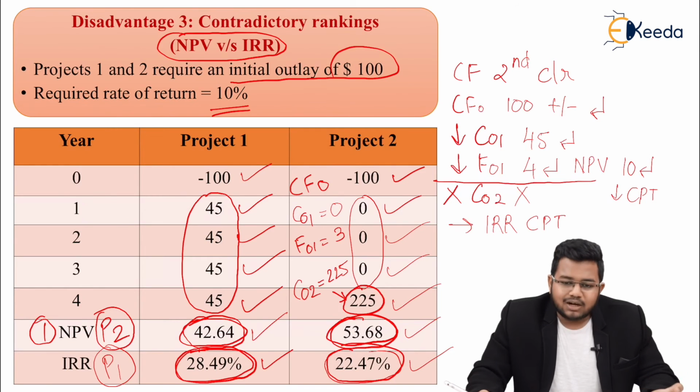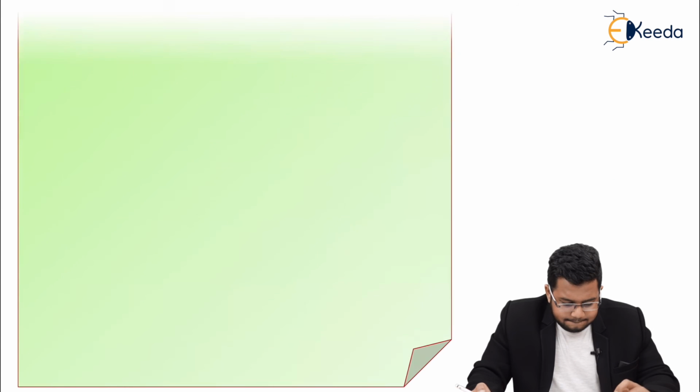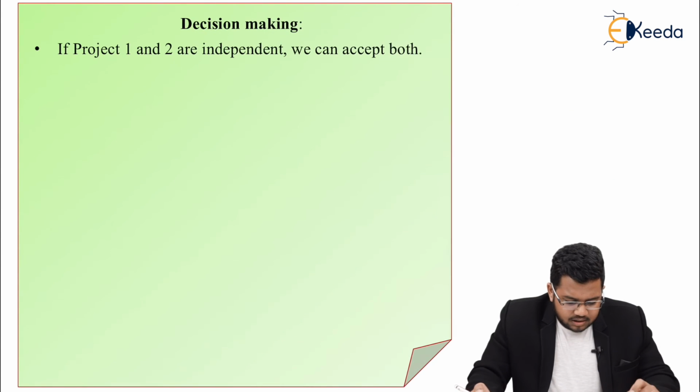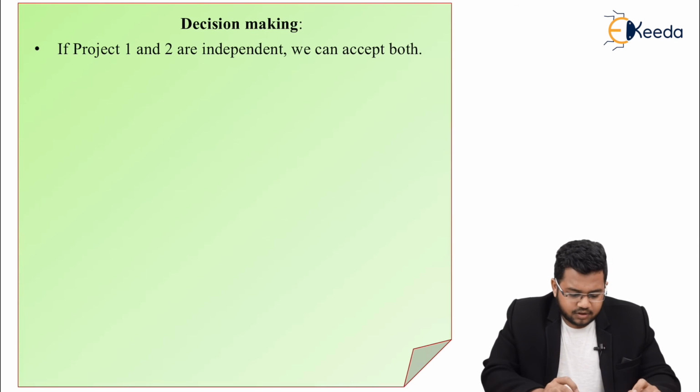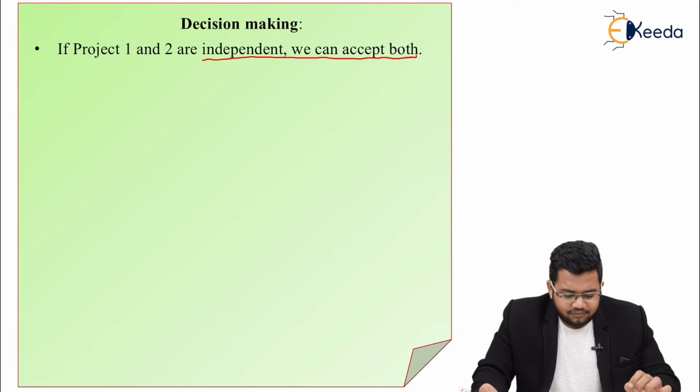So now what to do in this case? The conclusion is that you should follow the NPV method. Why is it so? There are two reasons. We'll study in the next slide. See, decision making, first point: if project 1 and 2 are independent, we can accept both. There is no question here. If these are independent, I can accept both because both have positive NPVs and both IRRs are more than my required rate of return, which is 10.